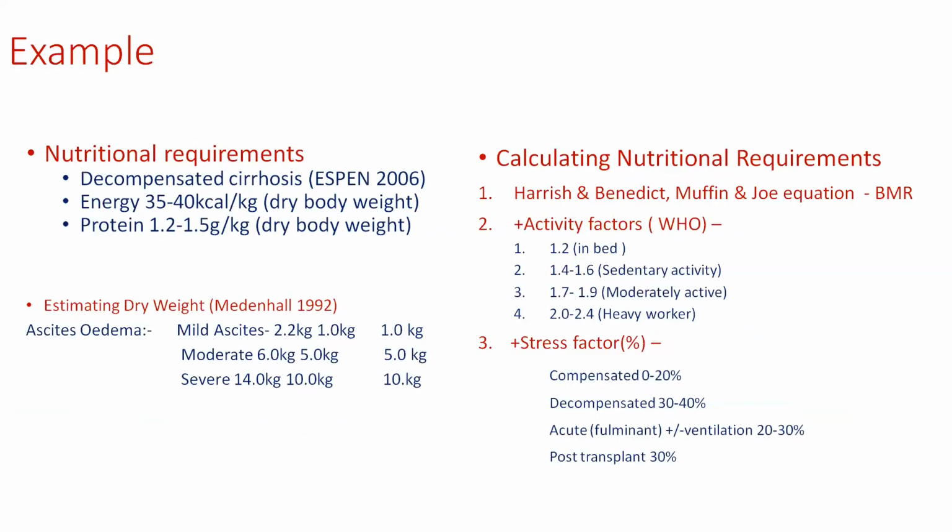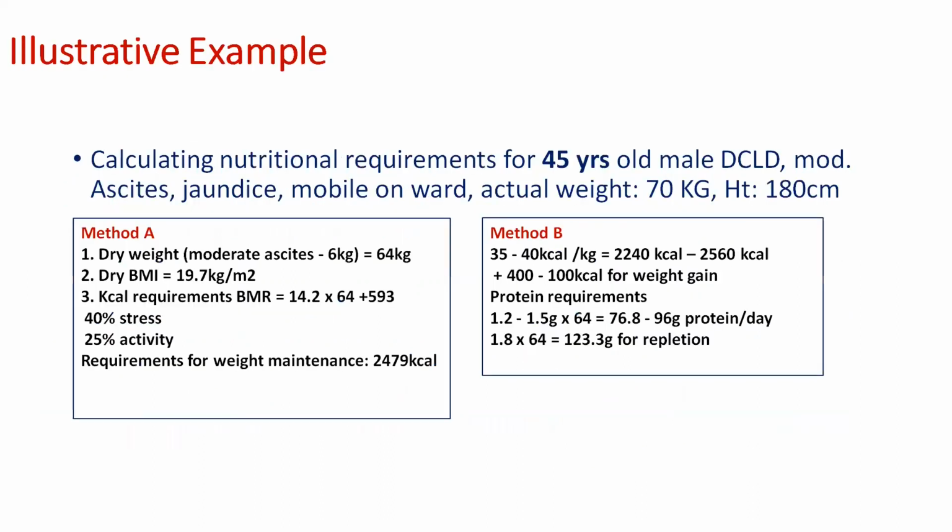Sarcopenia is already covered. See how to calculate the calorie, all this part is already covered by the previous speaker. I will just show the example. One patient is coming with decompensated cirrhosis, a 45-year-old male, moderate ascites, jaundice, mobile and in the ward. Actual weight is 70 kg and height is 180 centimeters. So how do we calculate? Method 1 is here and 2 is here.